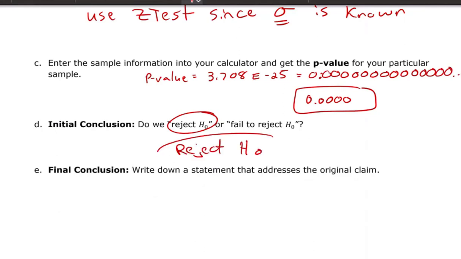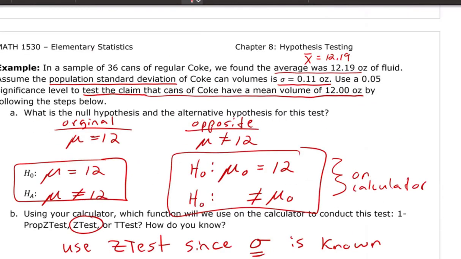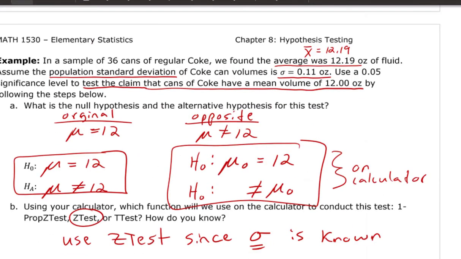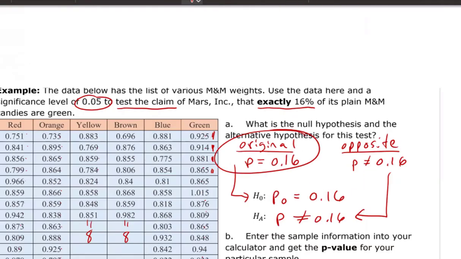And then once you reject the null, you can actually now go to your flowchart and see what the final conclusion is. Like, what exactly is the statement about this initial claim that Cokes have a volume of 12 ounces that's printed on the Coke can. Okay, so go back to your flowchart now and see what the actual final claim will be.